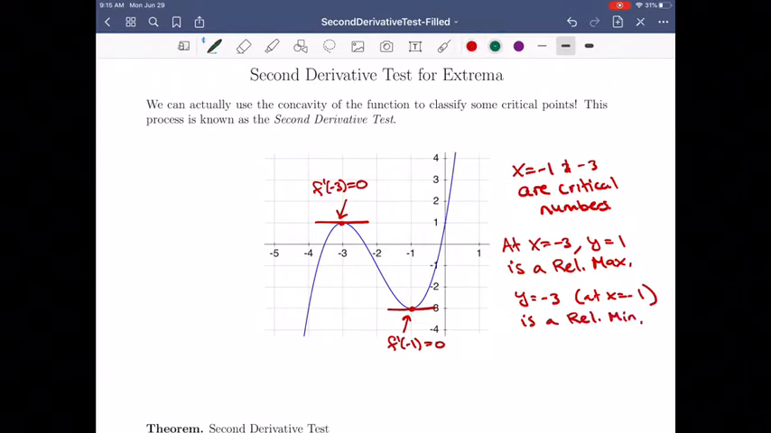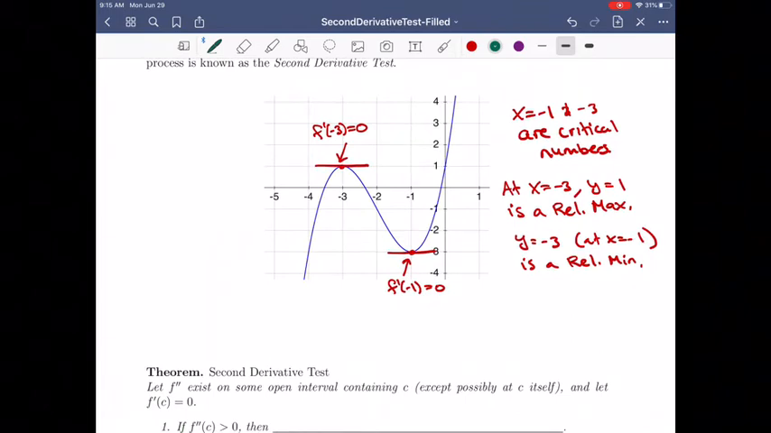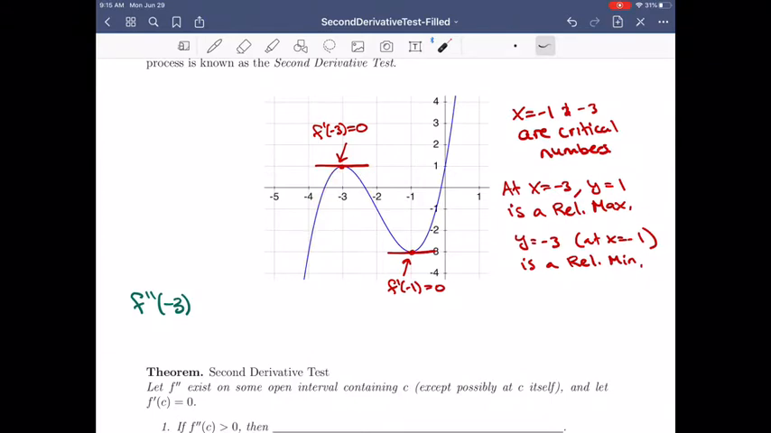Now we can actually use the concavity to figure out whether these are a relative max or relative min, even if we didn't have the graph. So what would the second derivative at -3 be? We can't maybe figure out the exact value, but do we think it's going to be positive or negative? To tell, you want to think about the graph. Specifically at -3, is it concave up or concave down? Because that's how we can tell whether the second derivative is positive or negative.